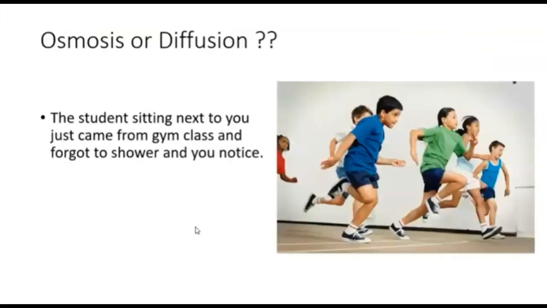First, is this example osmosis or diffusion? The student sitting next to you just came from gym class and forgot to shower, and you notice. Diffusion. So the student who just came from gym class and forgot to shower is probably a little stinky, and that's why you notice. There is a high concentration of odor molecules on this student, and they are slowly going to diffuse out to you, which is why you smell them.